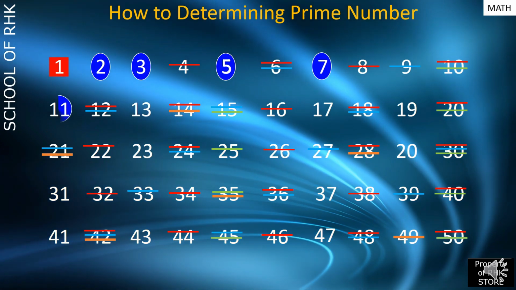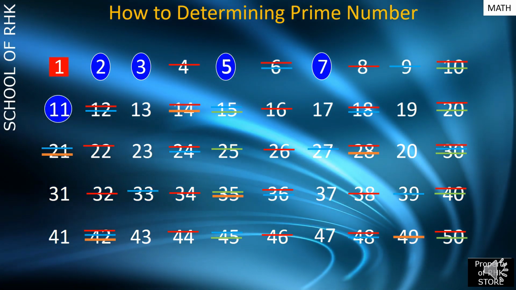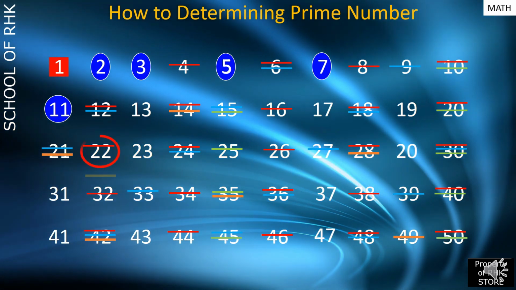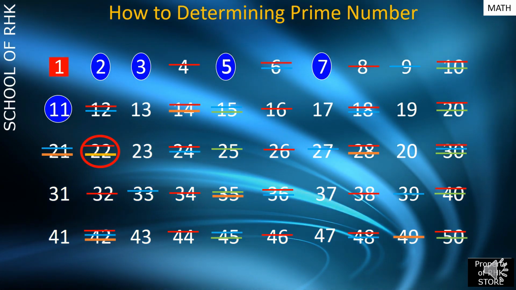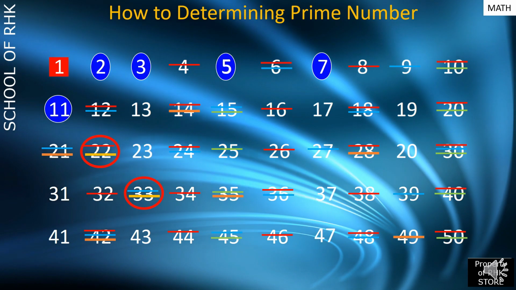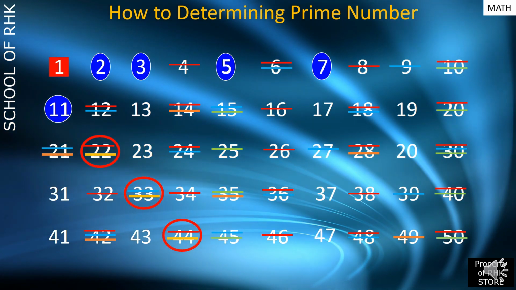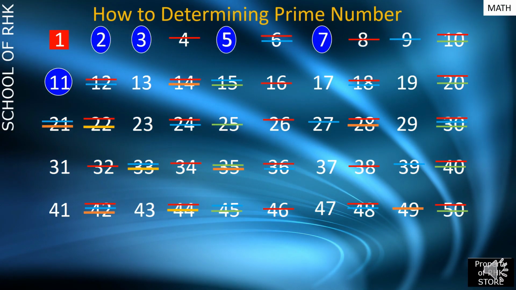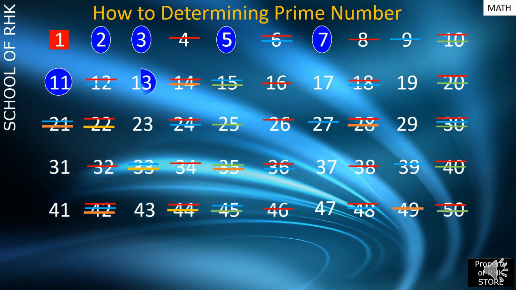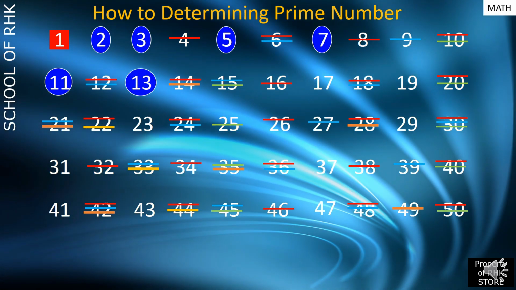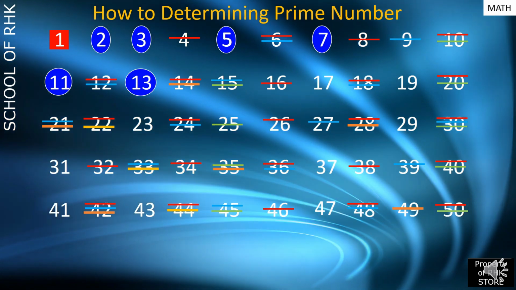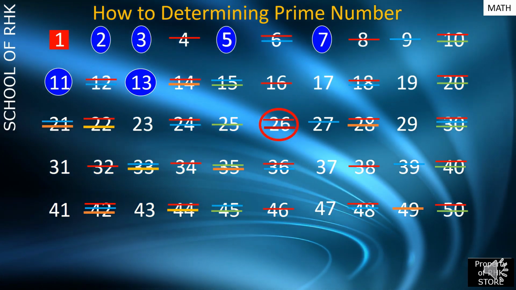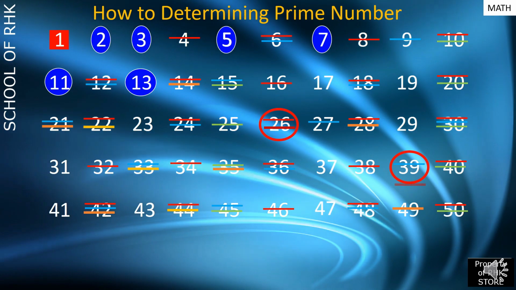The next prime number is 11. Now, let's cancel the multiples of 11, that is 22, 33, and 44. The next prime number is 13. Now, let's cancel the multiples of 13, that is 26 and 39.